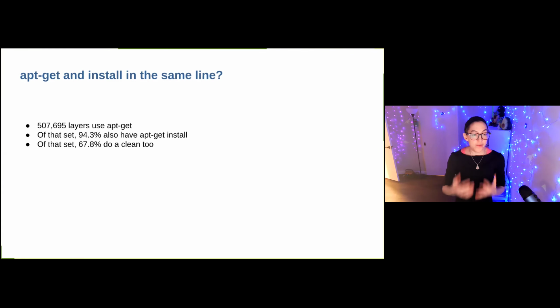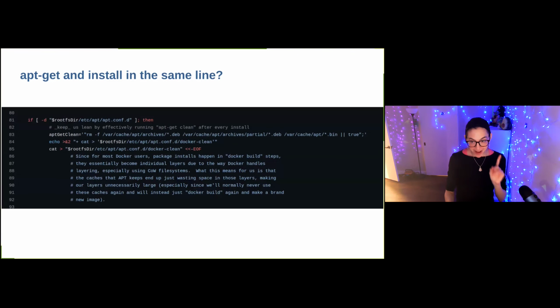So I found 507,695 layers that use apt-get. Of that set, 94.3% also have an apt-get install. So most of these are doing install of software. And guess what? A really large percentage, 67.8%, do a clean too. The community is doing amazingly on this tip. I mean, this was a great find. However, it does not matter.